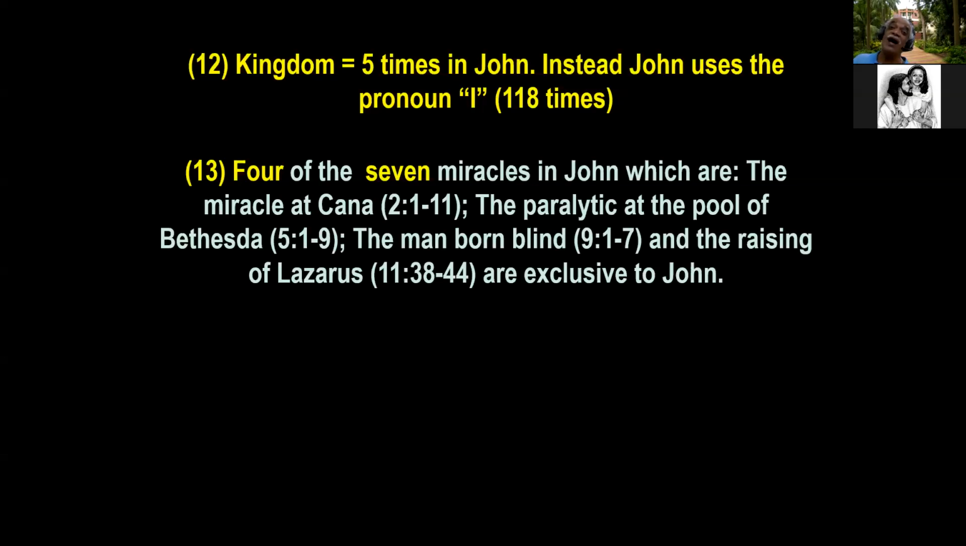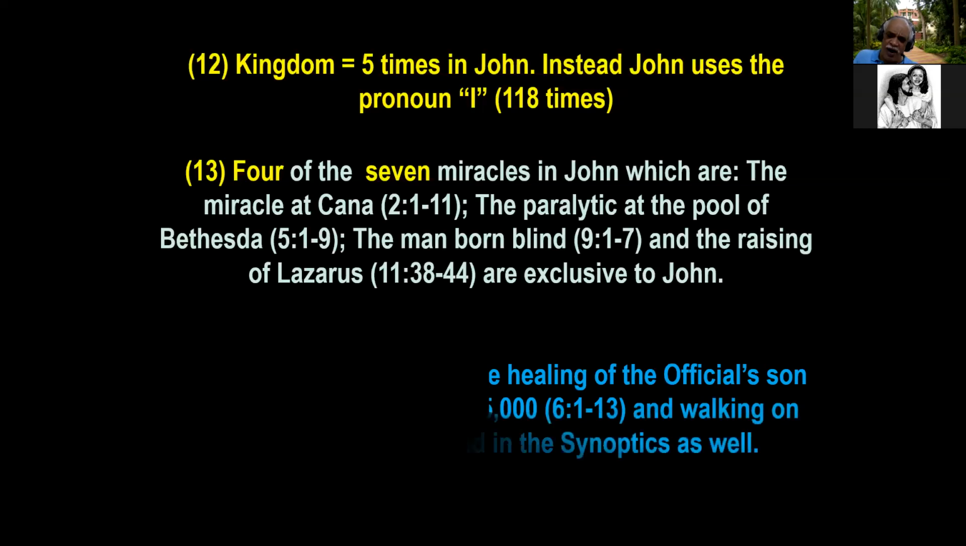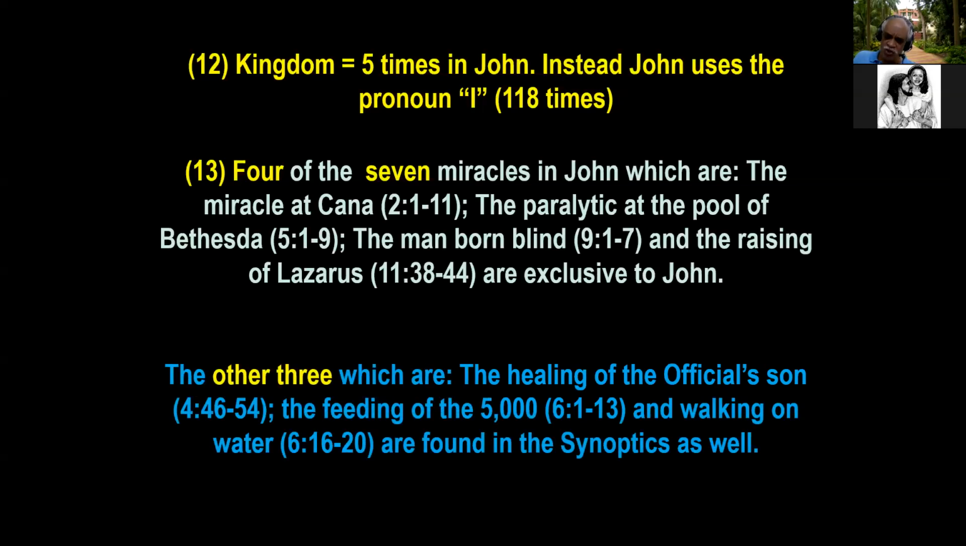It is of Lazarus. And this raising of Lazarus is once again a very, very beautiful text in which we are given an insight into the faith of Jesus and the trust which Jesus has in his Father. So these four miracles, the miracle at Cana, the paralytic at the pool of Bethesda, the man born blind, and the raising of Lazarus, are found only in the Gospel of John.